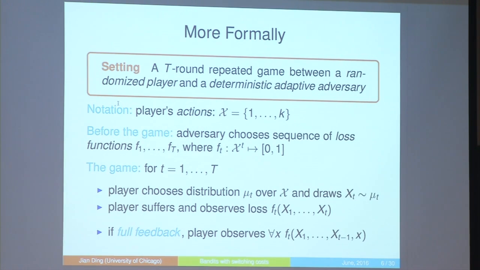And the game would be, for each time t, sequentially, the player chooses a certain distribution mu_t. That's the distribution with which he would play a certain action. And then this player would suffer and observe the loss that is specified by the adversary before the game for that particular action he plays in that round. Yes? I will answer your question in half a minute. If it's full feedback, then the player would also observe the value of the function for other actions.